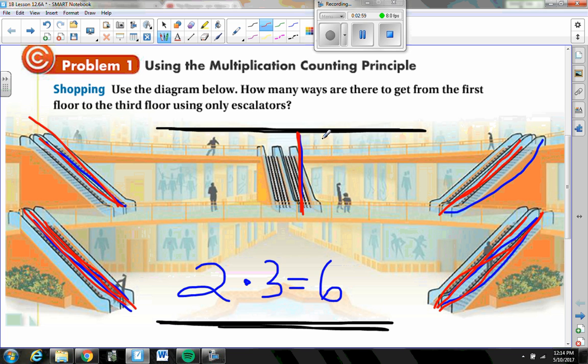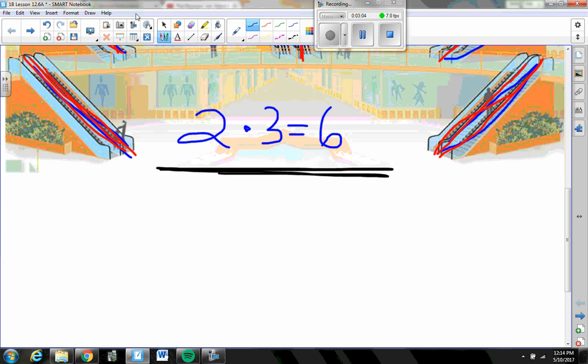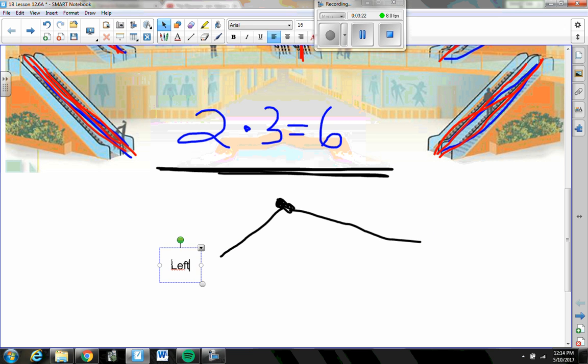Now, there are also these things called tree diagrams that you can use if you find it more helpful. Those look like a diagram of many lines connecting different options. So if you have a certain starting point, like let's say we start right here on the first floor, we have 2 choices for the first escalator we take. We can take the left escalator or we can take the right escalator. Those are our 2 choices. Once we've made that choice, from each of those, we have 3 choices to get to the third floor from the second.